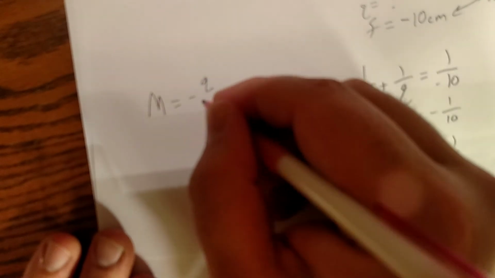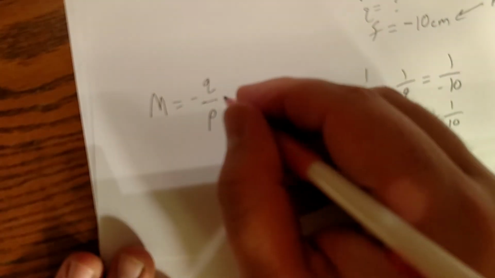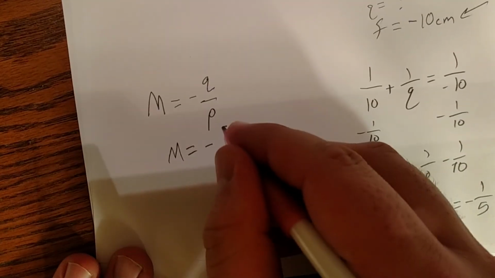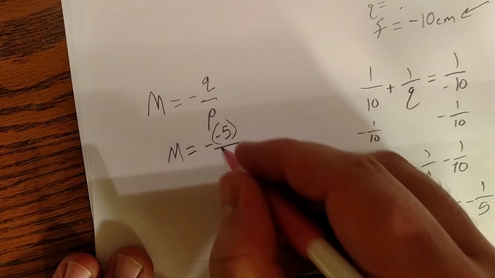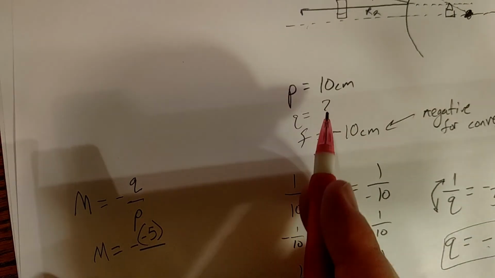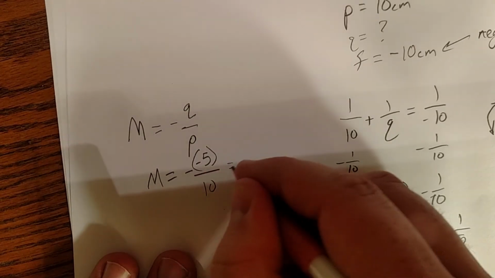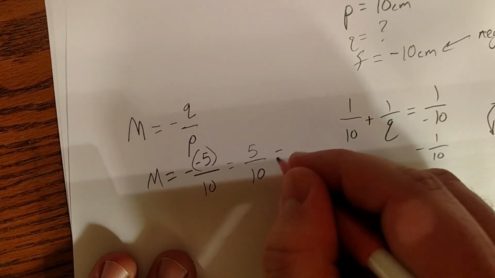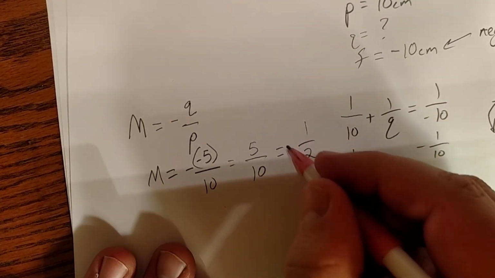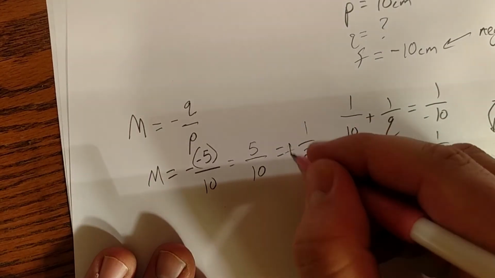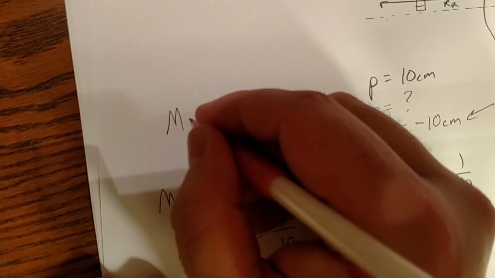Now next, we move over to our magnification. Magnification equals negative Q over P. Once again, forgive the blurriness. In this particular case, Q is a negative number. So we write in our numbers: negative negative 5 over P, which is 10. The negative and the negative cancel to make it 5 over 10, which I hope you can see is 1/2. And you can see that it's a positive number.